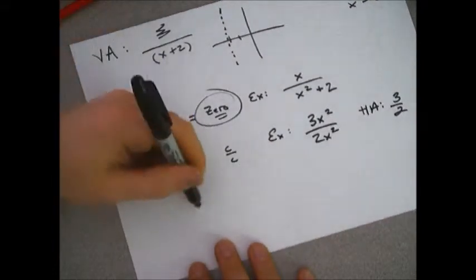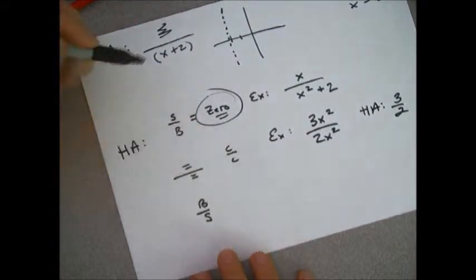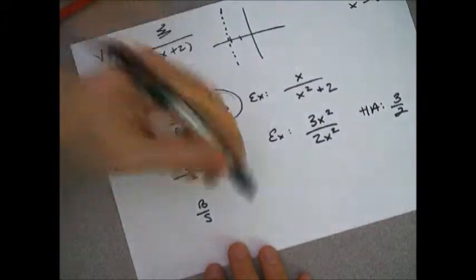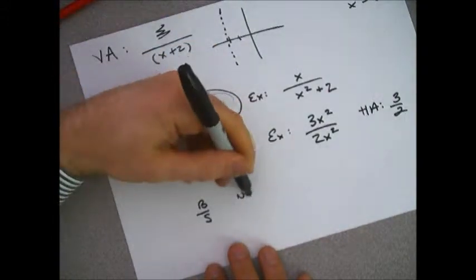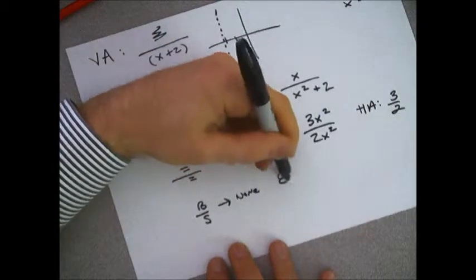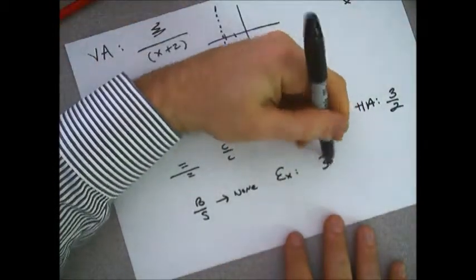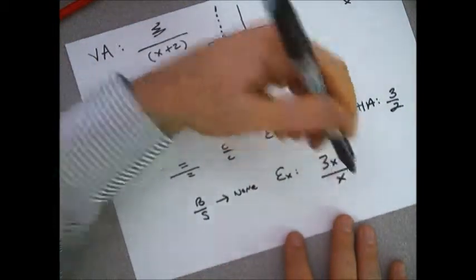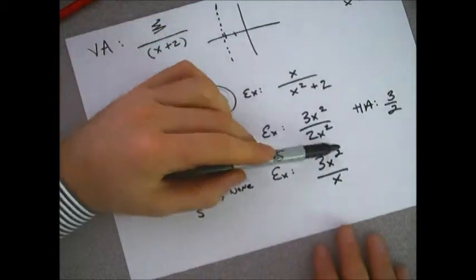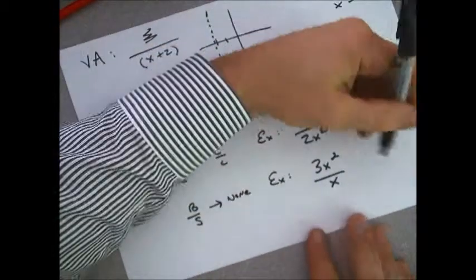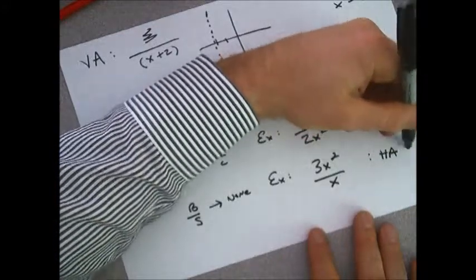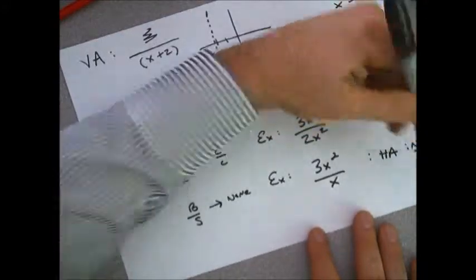What else do we have? Big over small. Big over small results in what? None. Example. 3x squared over x. The degree up top is bigger than the degree on the bottom, in which case my horizontal asymptote is none. I don't have one.